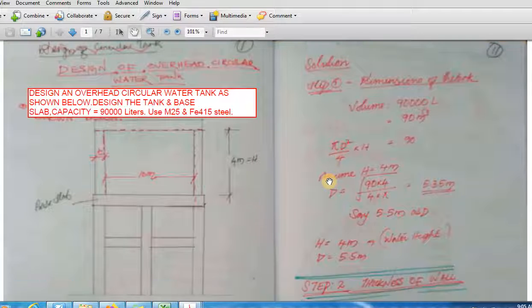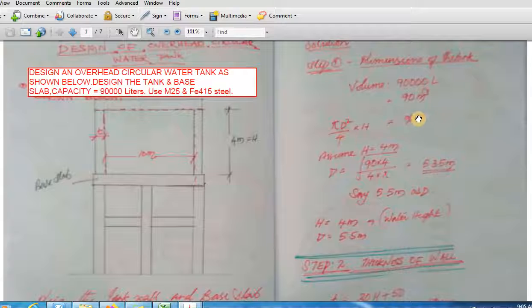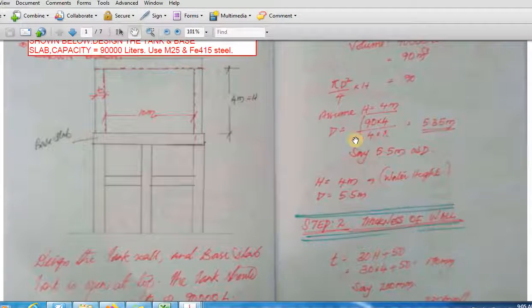So coming to the solution, hope this is clear. As a first step, we will find out the diameter. We know that the volume is 90,000 liters, which divided by 1000 is 90 meter cube, because 1 meter cube is 1000 liters. So pi d square by 4 into h is 90, and from this we can find d. We will get d is 5.35. So let us round it to 5.5 meters. If you are taking 6 meter also, nothing wrong in that. So let us take 5.5 meter for this problem, and h is equal to 4 meter.